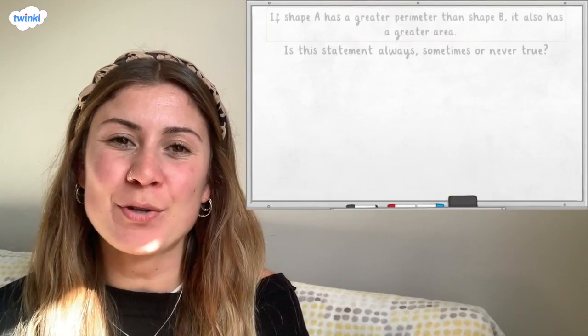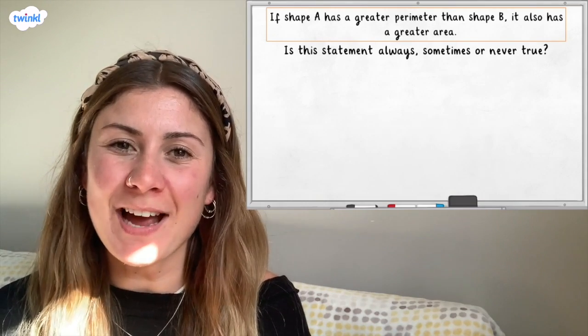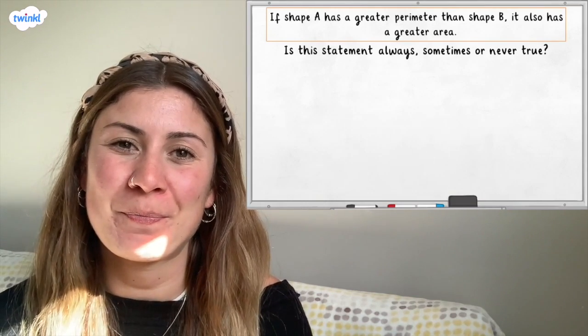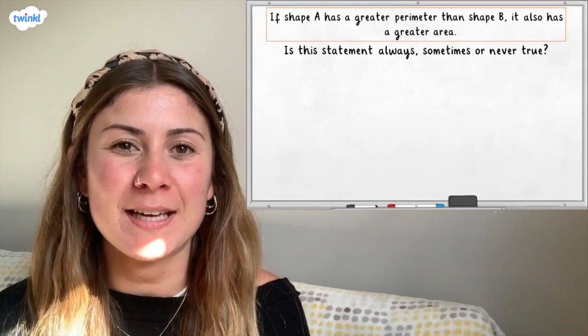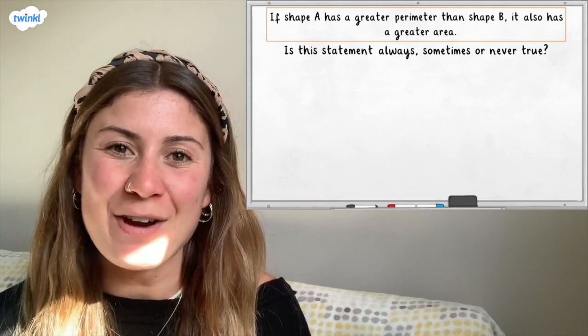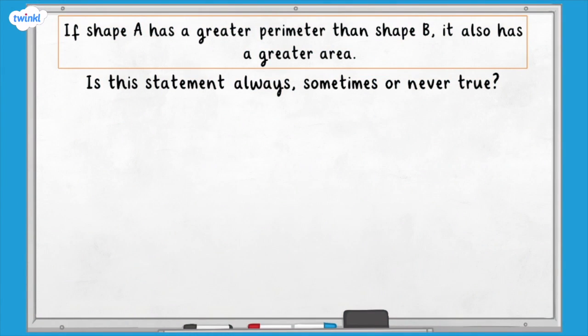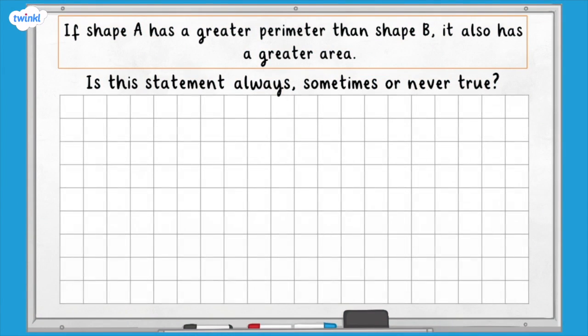Now it's time for a challenge. Is this statement always, sometimes, or never true? If shape A has a greater perimeter than shape B, it also has a greater area. Find examples to explain your answer, and you might also find it useful to use squared paper.